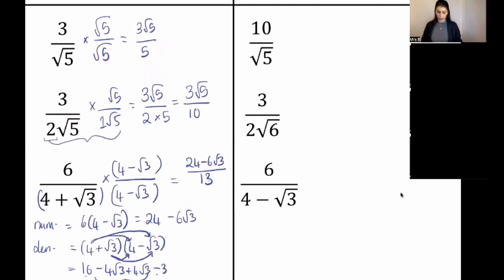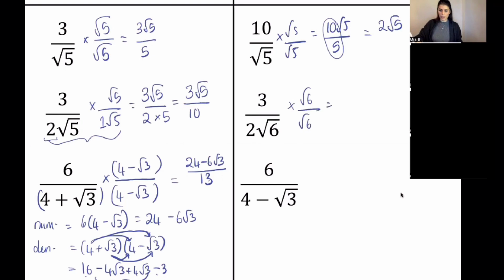Okay, I'm just going to write the answers for these three questions. So you've got times root 5 over root 5, which gives you 10 root 5 over 5. And look at these numbers here. That's 10 over 5, which is 10 divided by 5, which is just 2. So make sure you always check if you can cancel anything out. And this one, you times it by root 6 over root 6, which gives you 3 root 6 over 2 times 6, which is 12. Again, the fraction 3 over 12 simplifies to 1 over 4, which is just root 6 over 4.